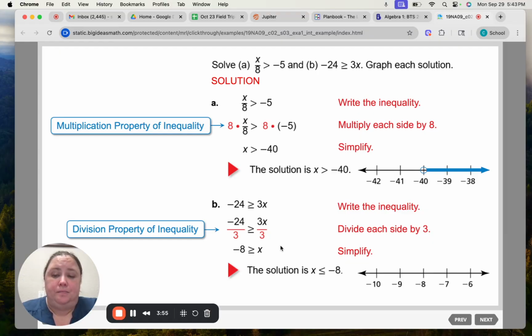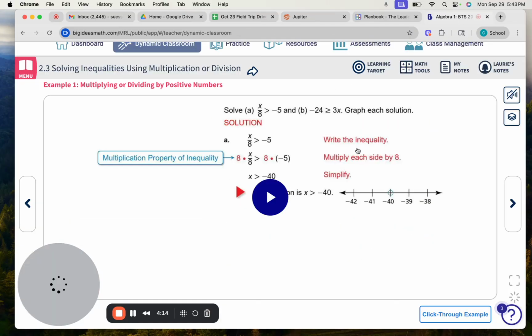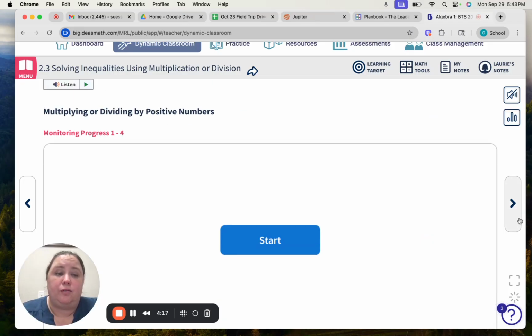So to graph that, we're going to do on what number? Negative 8, open or closed circle? Closed because it's equal to. And which way are we shading? To the left because it is less than. Very good. All right, so now you're going to go and do your try-its, monitoring progress, numbers 1 through 4. You can pause the video here until you get all of those done, or until you start feeling like it's taking too long, and then restart to do the next example.